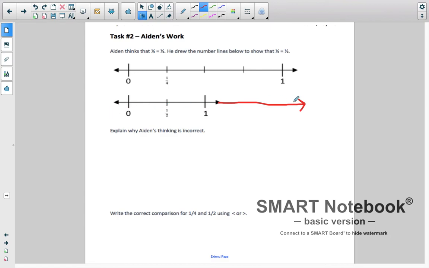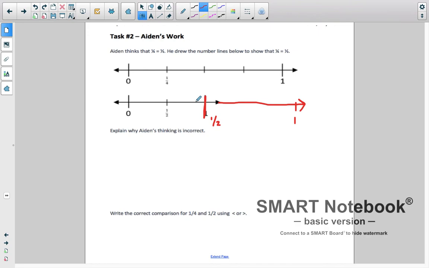So if I make it the same length, 0 would be here and 1 would be here. And the half would be right there down the middle, and it would be like that. And this shows me that 1/2 is actually bigger than 1/4. You have to make sure that when you're comparing numbers that the number lines are the same exact length. Then you can compare them.